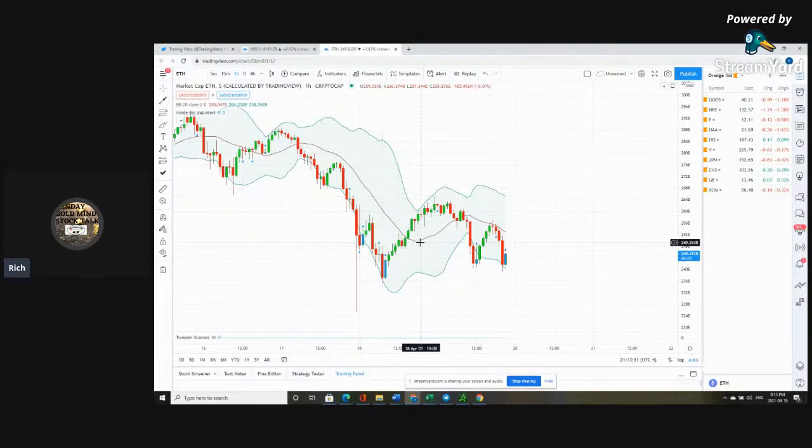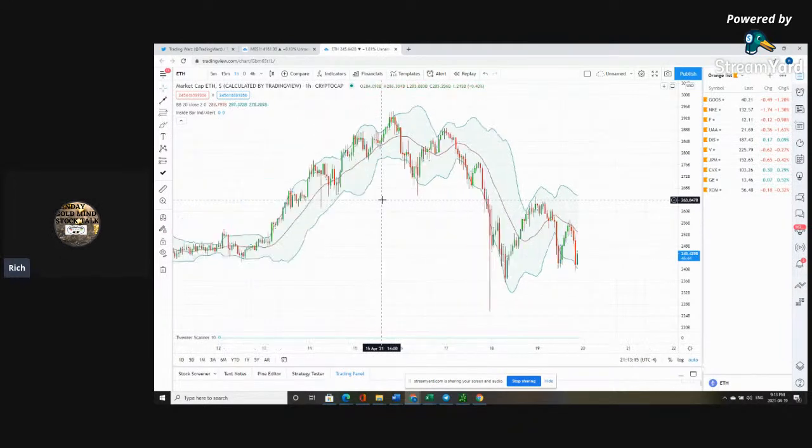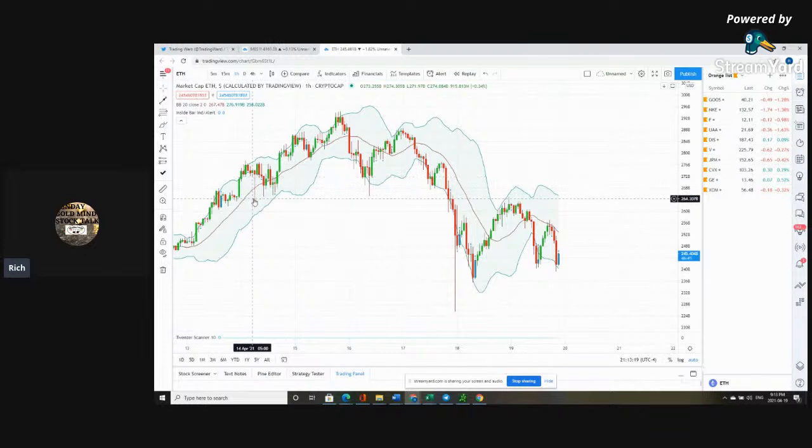So what this tells me is that there's a lot of institutional buying happening in crypto, right? But you see these wicks, this one, this one, this one. That's why I don't trade crypto. I don't want to be involved in this. That's a lot of manipulation.